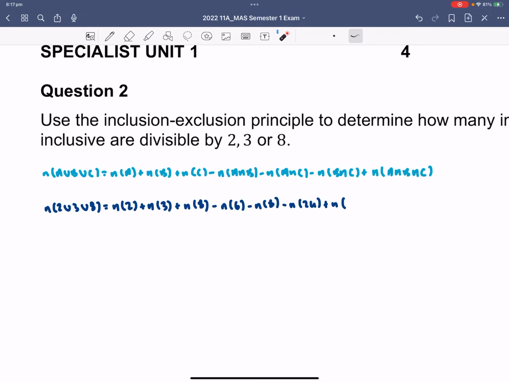The triple intersect is divisible by 2, 3, and 8. Now, what's the LCM of 2, 3, and 8? Well, the LCM of 2 and 3 is 6, and the LCM of 6 and 8 is 24. So it becomes plus numbers divisible by 24. And now this question becomes very odd.